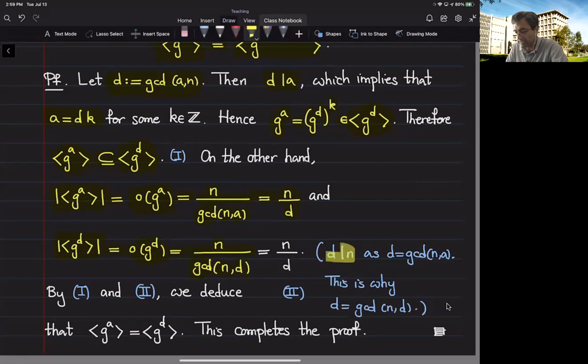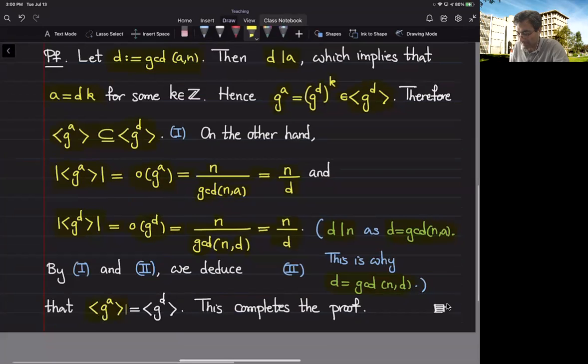But remember, d divides n. d is the greatest common divisor of n and a, therefore d divides n. And so the GCD of n and d is d. d is a positive divisor of n, therefore the greatest common divisor of n and d is d. So from here I deduce that it is also n over d. This is a subgroup of this, as we see here, and they have the same finite cardinality. So equality holds, so they are the same subgroups.